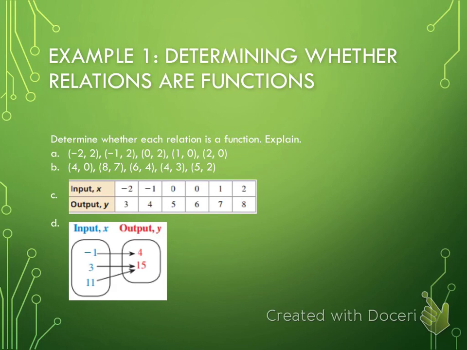So if we're looking at this example here, we're asked to determine whether each relation is a function or not, and if not, why not? Looking at A, the ordered pairs are (-2, 2), (-1, 2), (0, 2), (1, 0), (2, 0). Every input has exactly one output. So the relation is a function.